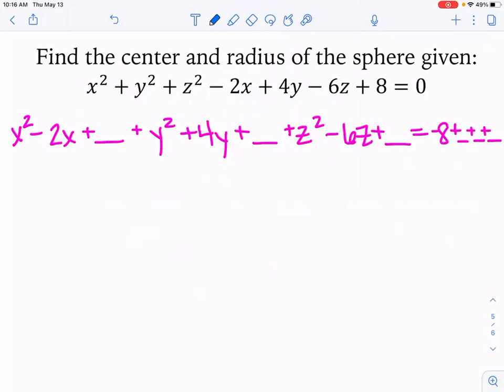What number completes the square right here for our x's? What did you say? You said 1. Okay. How about for our y's? 4. And everybody, let's all say it together. What completes our square for the z's? 9. 3 squared is what he was thinking, right?